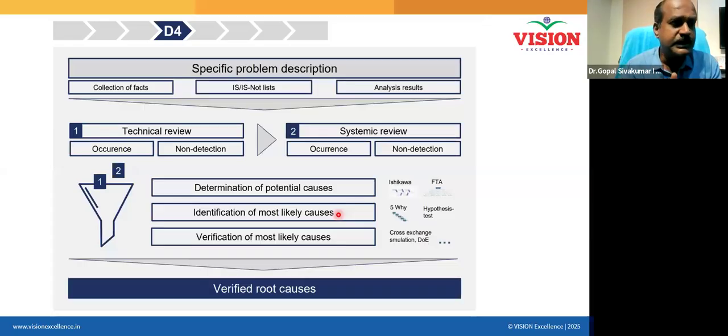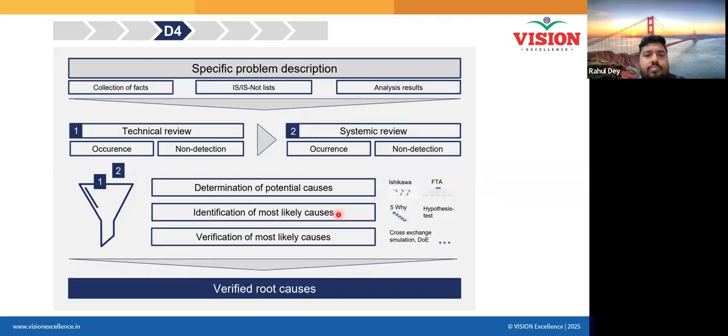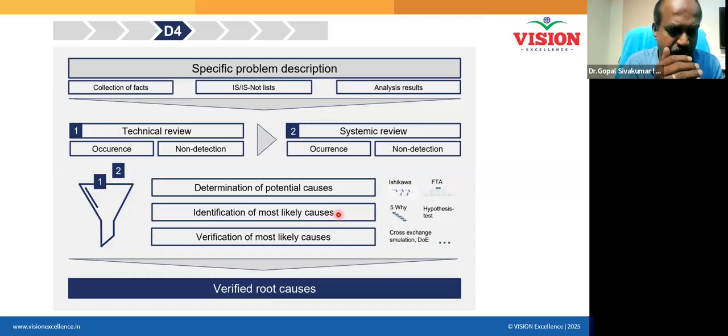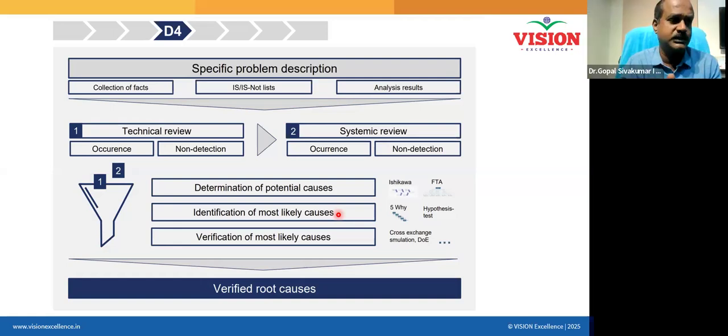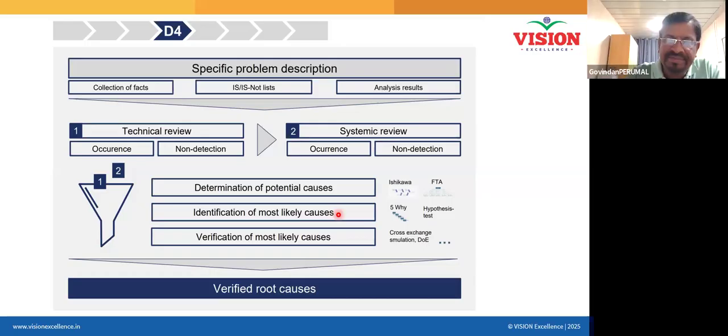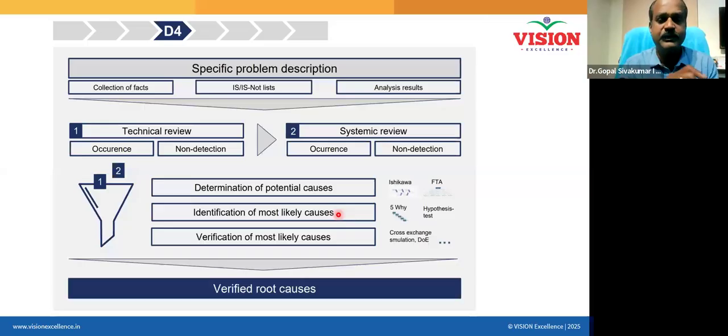Your starting point is potential causes. Other name is possible causes. Then we move closer. From the possible causes, you separate most likely causes. Then each of the most likely causes, you verify whether it is a root cause or not. And then if the verification is successful, you will also call it a root cause.